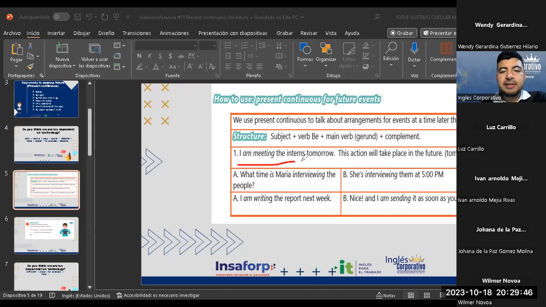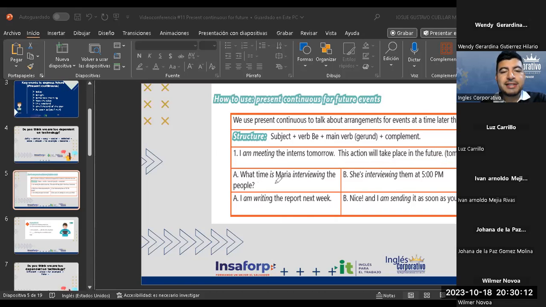I am meeting the interns tomorrow. Utilizamos el verbo to be, o sea, am, is, are. Aquí se traduciría literalmente, estoy reuniendo a los internos mañana. Pero ya con el significado sería, me voy a reunir con los internos mañana. This action will take place in the future, tomorrow. Esta acción va a tomar lugar en el futuro.